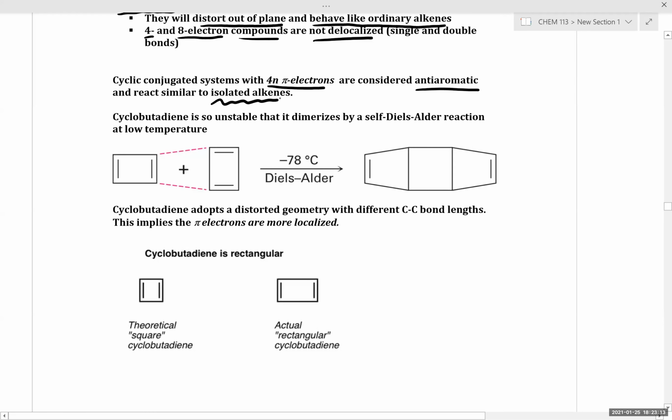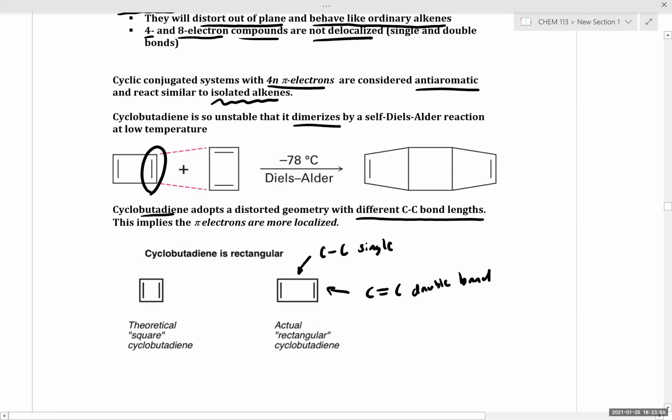For example, cyclobutadiene is so unstable that it will dimerize, and one of its alkenes will react very readily to generate this Diels-Alder adduct. If we actually look at cyclobutadiene in detail, it adopts a distorted geometry, almost a rectangular geometry, where we have different carbon-carbon bond lengths. So this carbon-carbon bond is very similar to a carbon-carbon single bond, while the double bond really is very close to that of a carbon-carbon double bond.